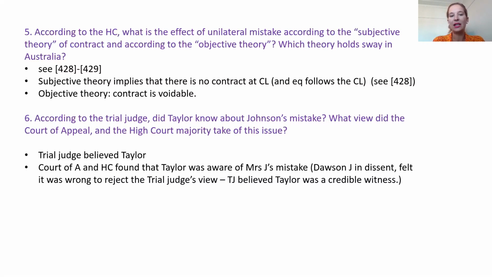According to the trial judge, did Taylor know about Johnson's mistake? As mentioned, the trial judge believed Taylor that they didn't know of Johnson's mistake. But the Court of Appeal and the High Court found that that awareness was present, and that not only was it present, but they'd actually taken steps to stop Mrs. Johnson finding out about that mistake, which was the reason why that sharp conduct was the reason why the unilateral mistake was found to be grounds for the contract to be set aside, or voidable here. Note as well Justice Dawson's support in dissent for the trial judge's treatment of Taylor's evidence.